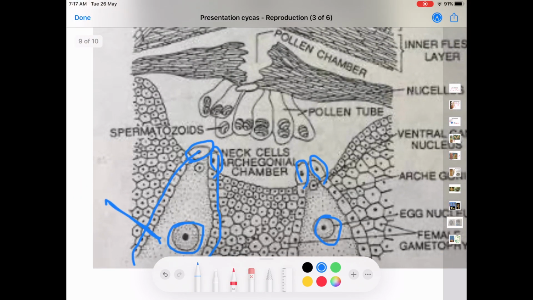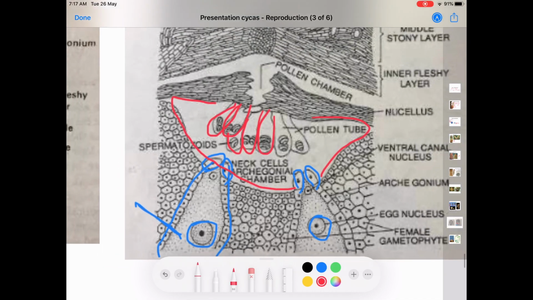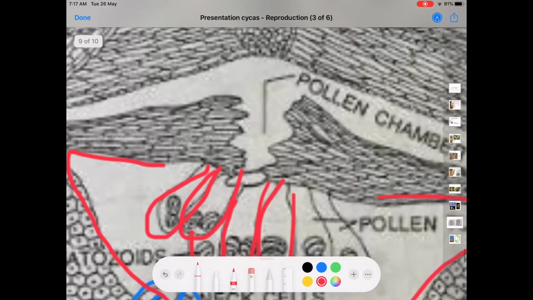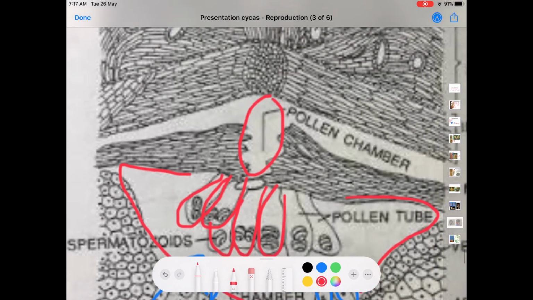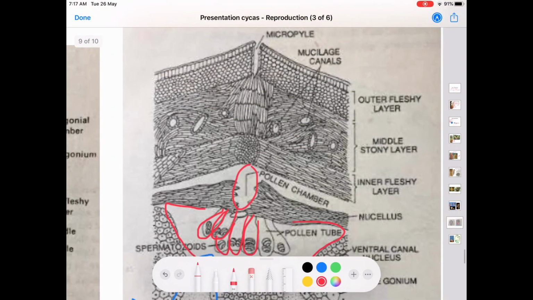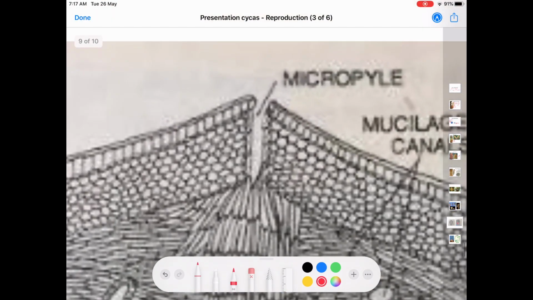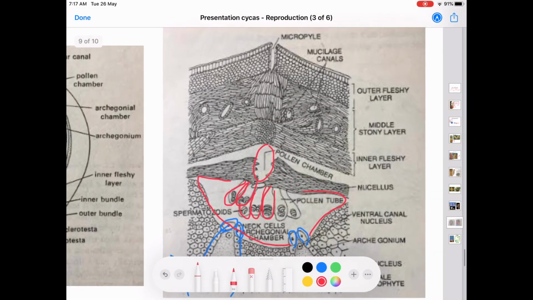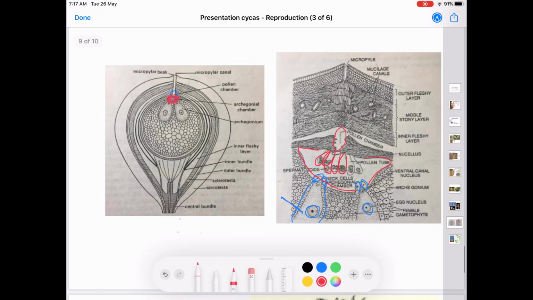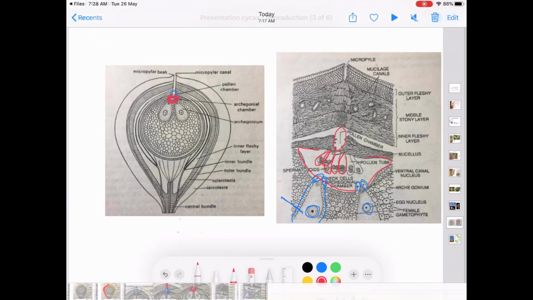Here you can see the degenerated nucellar tissue, called the archegonial chamber. In the archegonial chamber, you can see the germinated pollen grains or microspores. Above the archegonial chamber, this portion is the pollen chamber, and the integument opens outside through the micropyle. This is all about the structure of megasporangium.